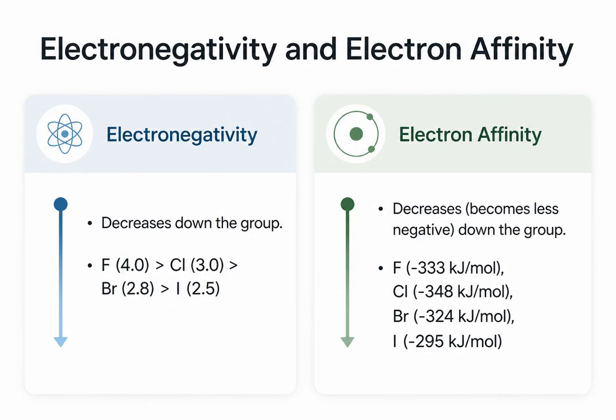Electronegativity, which is the ability of an atom to attract a bonding pair of electrons, strictly decreases down the group, with fluorine being the most electronegative element on the periodic table. Similarly, electron affinity, the energy released when an electron is added to a neutral atom, generally becomes less negative down the group, though chlorine actually has a slightly higher affinity than fluorine due to fluorine's small, crowded electron cloud.